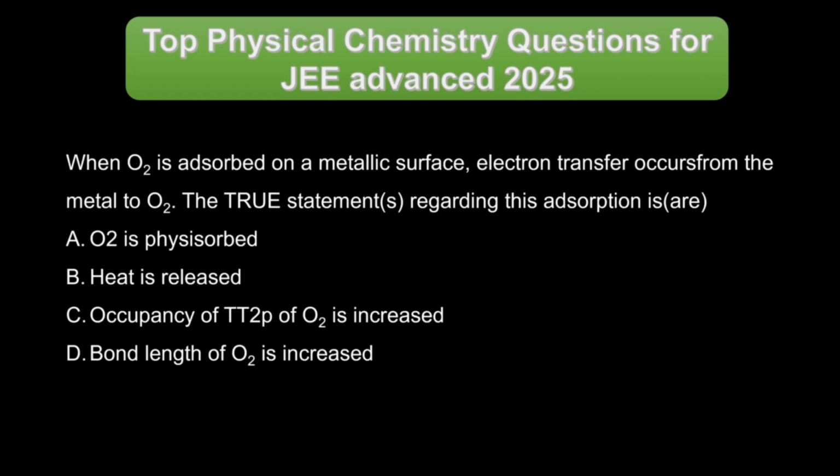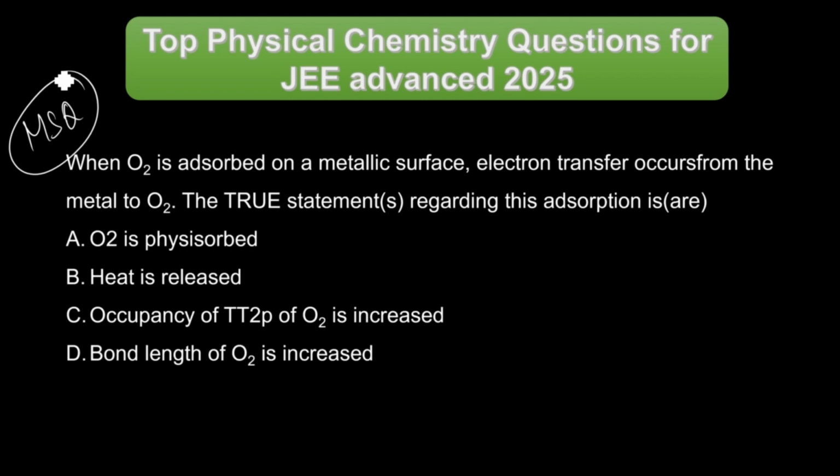Moving on to the next question. This question is from surface chemistry, that is an MSQ type question, more than one correct. Let's see the question. When O2 is adsorbed on a metallic surface, electron transfer occurs from the metal to O2. Adsorption is something different from absorption, so that is forming a layer.